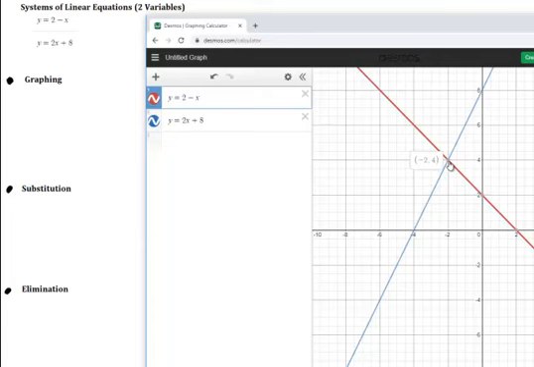If I want to see the point at which they cross, I just hover my mouse over that point, and I can find that the solution, the place at which they both have the same exact point, is at x equals -2 and y equals 4. So I'm going to write that down for you.